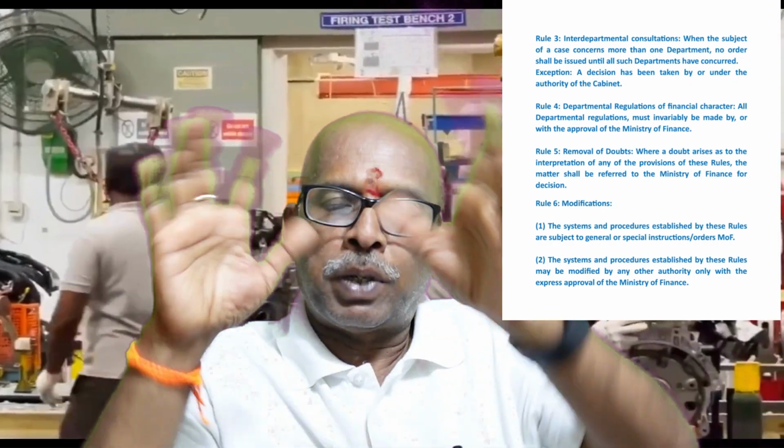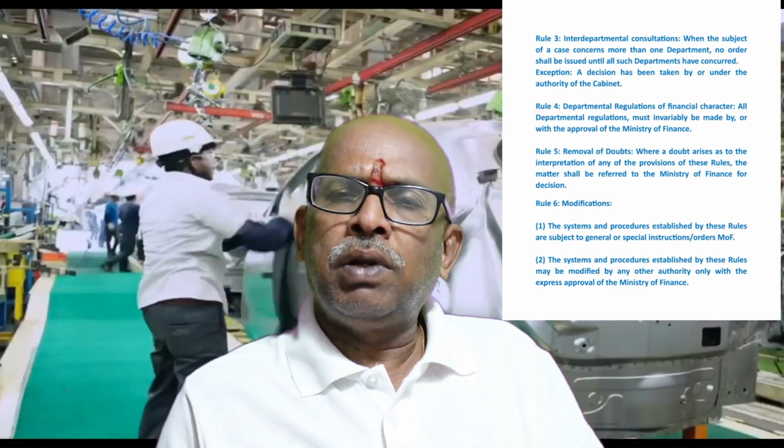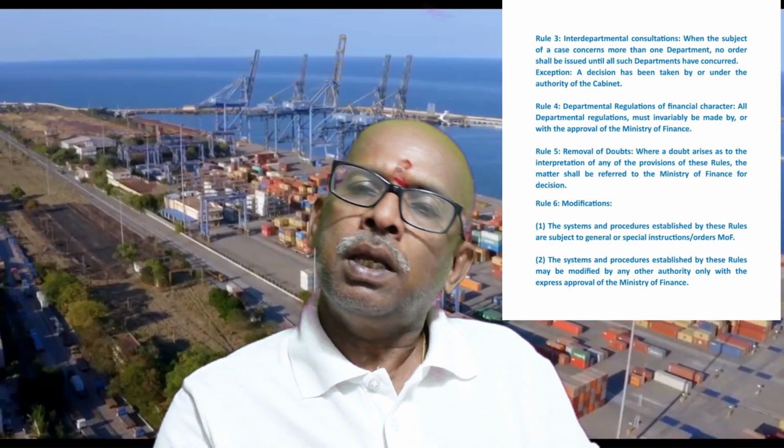Now, GFR rule, if any doubt is there in the GFR rule, the interpretation will be done by Ministry of Finance only. You have a doubt on a rule, you say there is a scope for misunderstanding things. You have to write to Ministry of Finance, who will clarify what is meant by the particular rule. In case there is any change needed, naturally they will issue amendment, etc., which is updated in the rule. This is rule number 5, removal of doubt. Modification.